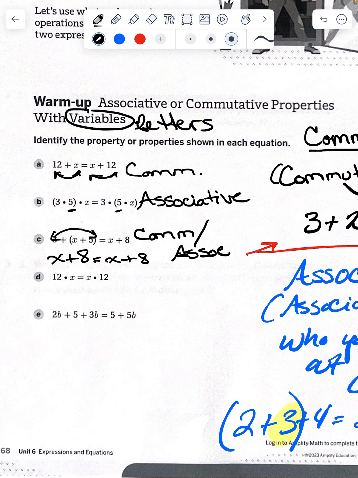Letter D, 12 times x is the same as x times 12. That goes back to they commuted, they moved. So that's going to be the commutative property of multiplication.